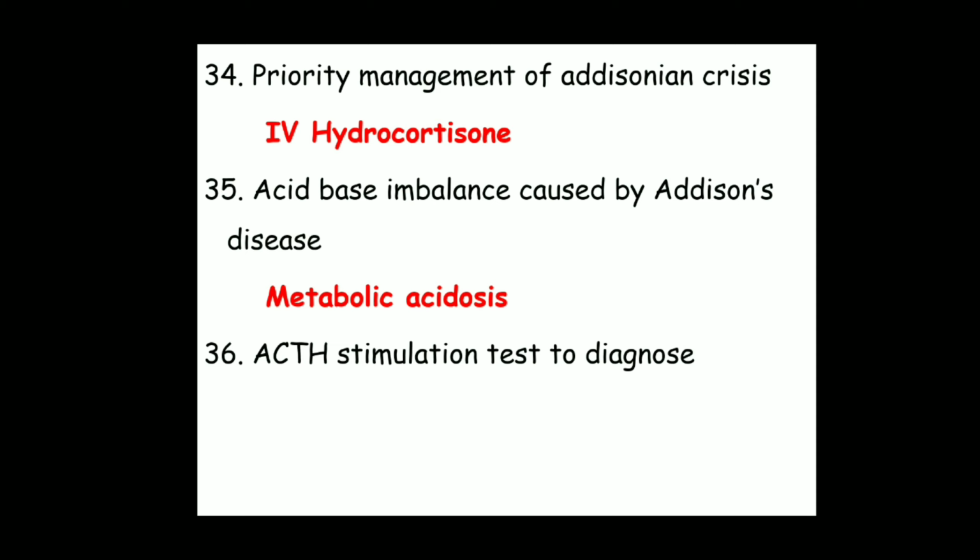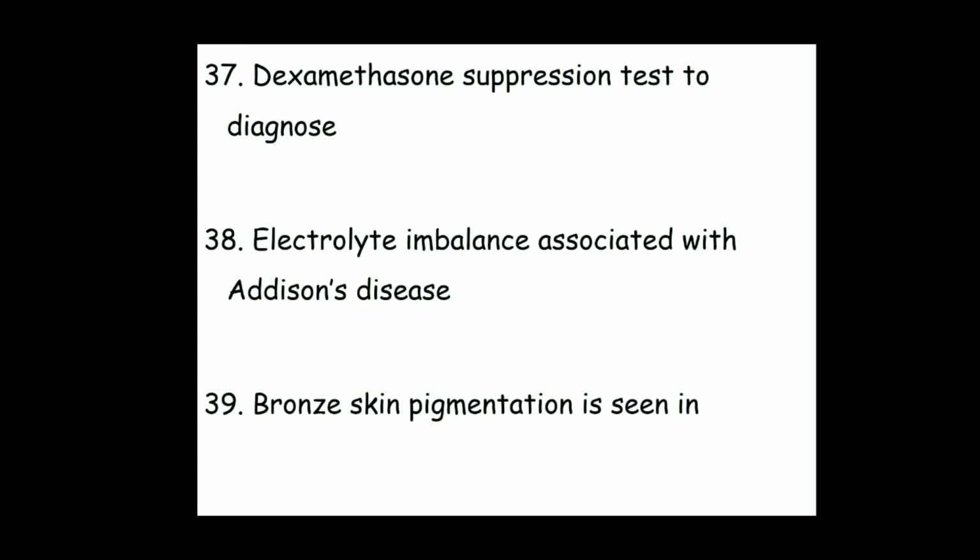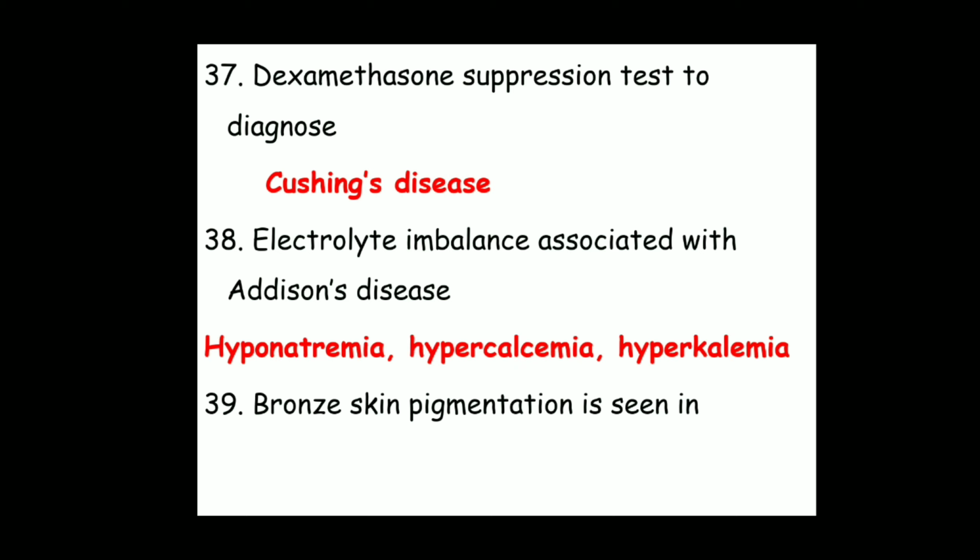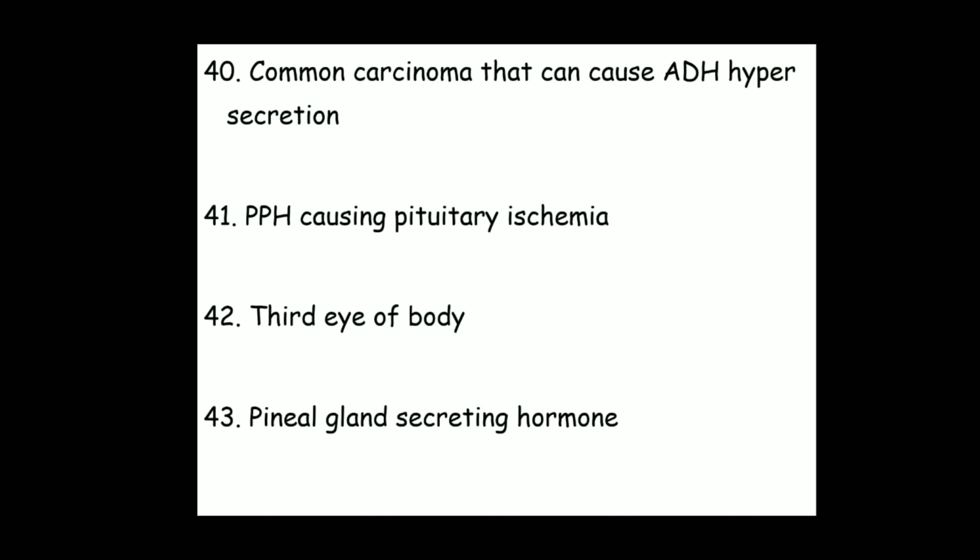ACTH stimulation test to diagnose Addison's disease. Dexamethasone suppression test to diagnose Cushing's disease. Electrolyte imbalance associated with Addison's disease. Try to recall the electrolyte imbalance studied in Addison's disease: hyponatremia, hypercalcemia and hyperkalemia. Brown skin pigmentation is seen in Addison's disease. Common carcinoma that can cause ADH hypersecretion: small cell lung cancer is one major reason for SIADH.